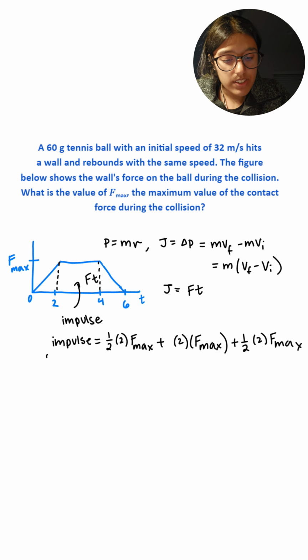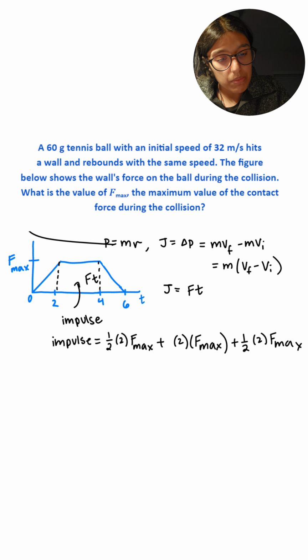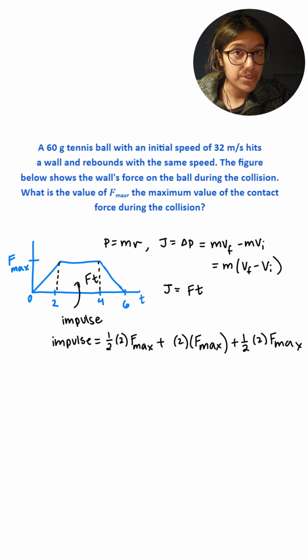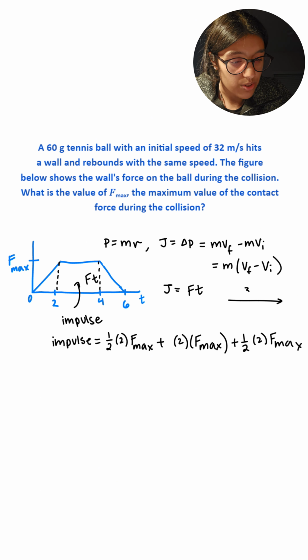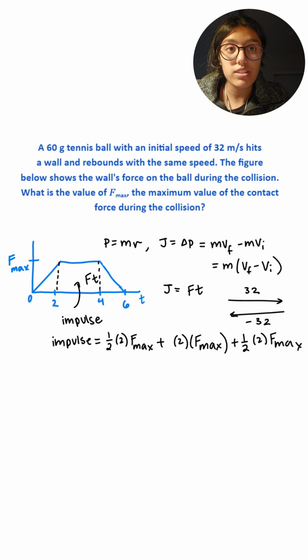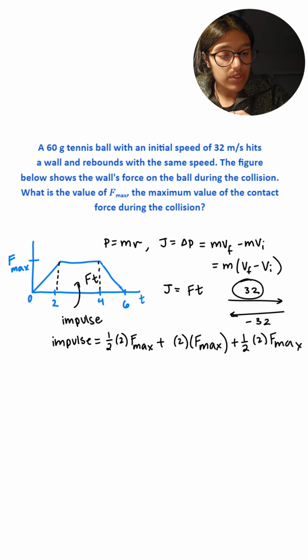All right, now we have to find this impulse from the problem over here. So let's actually do that. The 60-gram tennis ball with initial speed of 32 meters per second, all right, so 32, hits a wall and then rebounds back. So if we take right as positive, then left as negative. So we have positive 32 and then negative 32 over here.